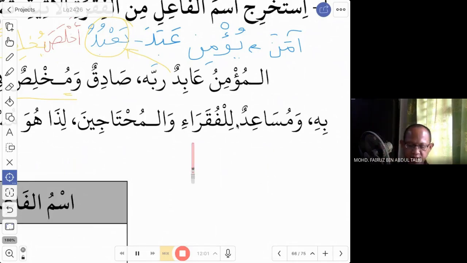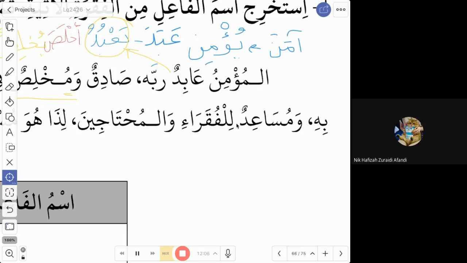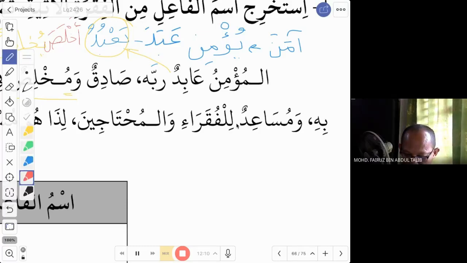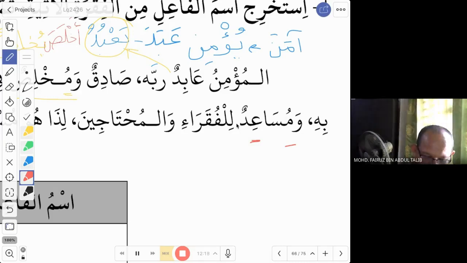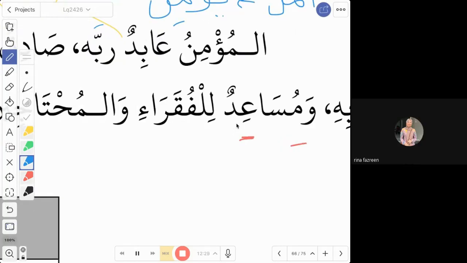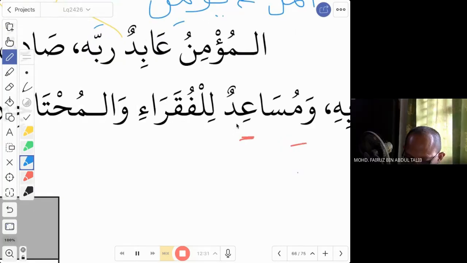Any isim fa'il here? Musa'idun, good. Musa'idun is isim fa'il. You have the mu and then you have this ain before the last letter. So what is the meaning of musa'idun? The one who helps. Because this is from the fi'il, what is the fi'il? Sa'ada. And the mudari is?